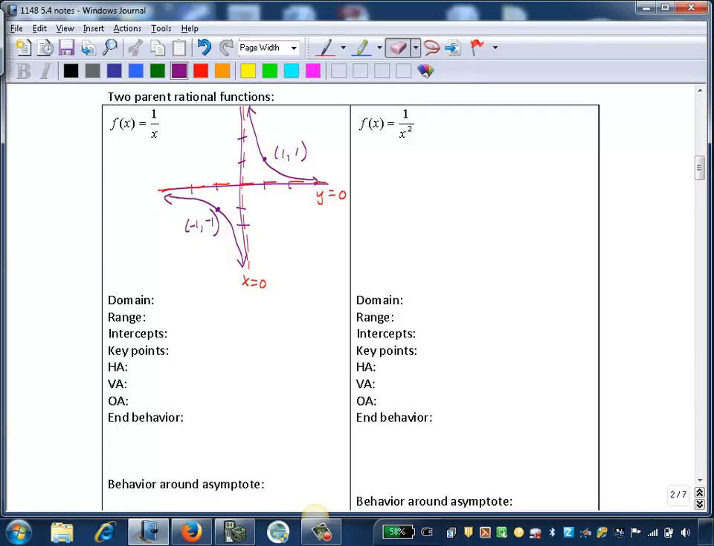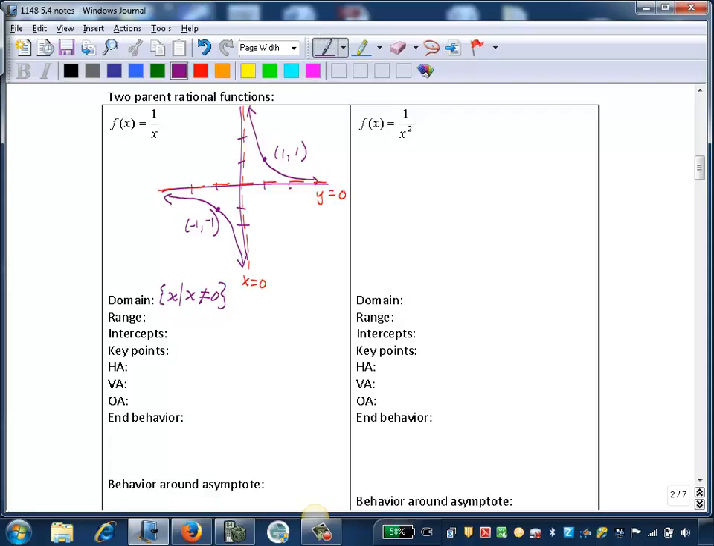So when we list the domain here, if we list this in set notation, we want the set of x's such that x does not equal 0. You can see it from the equation. It would cause the denominator to equal 0 if we put a 0 in for x. And you can see on the graph that split at x equals 0.